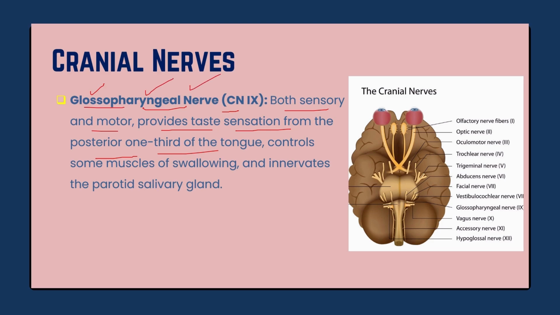glossopharyngeal nerve. It also controls some muscles of swallowing, and it innervates the parotid salivary gland. You don't need to remember this particular name. Even if you just remember that it innervates the salivary gland, it's enough. Okay, so facial nerve, anterior two-thirds of the tongue, and glossopharyngeal nerve, the posterior one-third of the tongue.